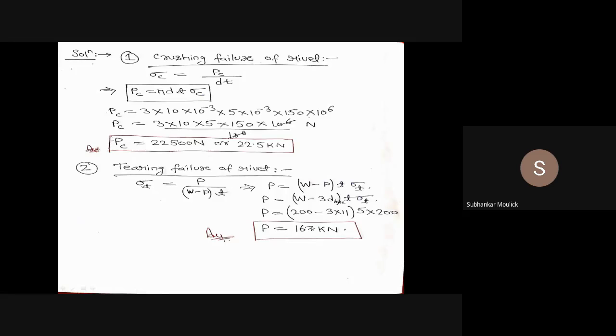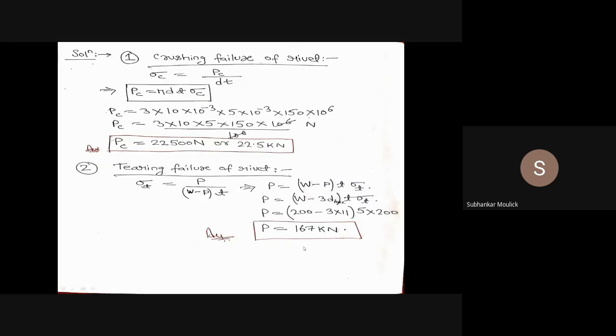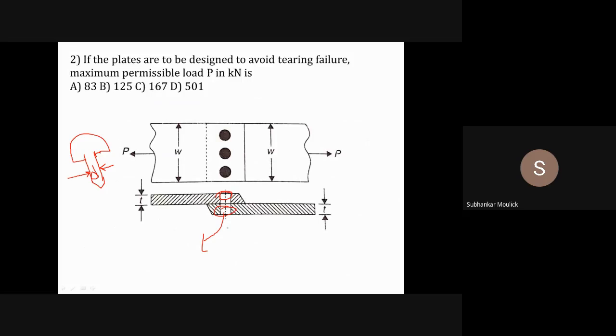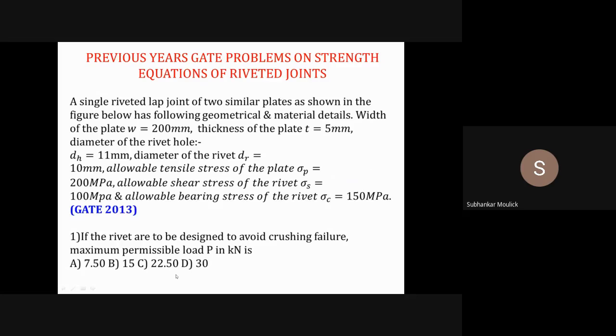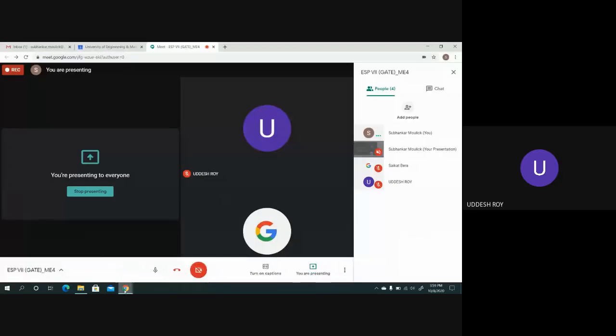So this is 200 minus 3 times the dia of the hole, 11, into thickness, given as 5, into sigma T, given in the problem as 200. If you solve this expression, you will get the tensile load which the rivet can bear without causing tearing failure, which is 167 kilonewton, which is option number C. Okay? Any doubt? Hello? Any doubt? No, sir.